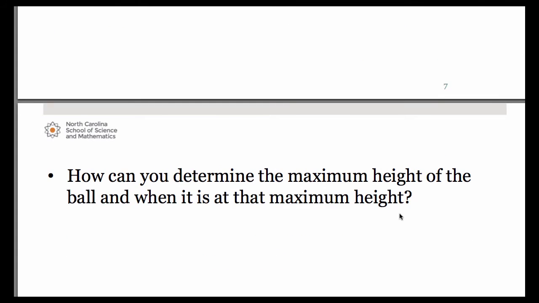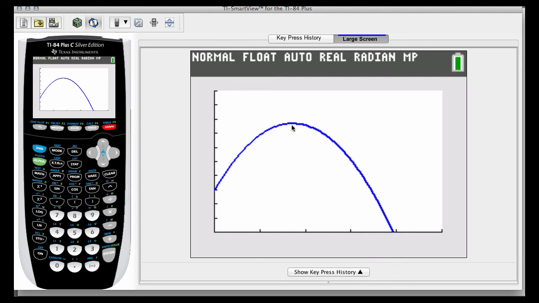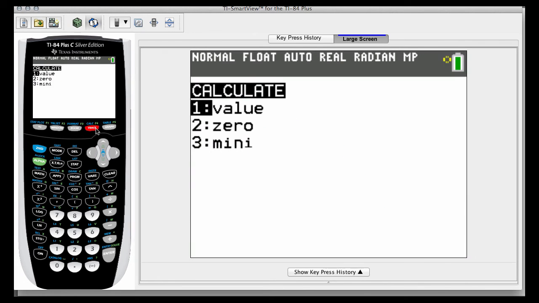So that's one more question to think about. Can we determine the maximum height of the ball and when it is at that maximum height? Well, this is something you might have done in Algebra 2 or Pre-Calculus. Let's go back to the graph. So obviously we can see when it hits the maximum, so we can just go ahead and find that. So let's trace to the top. Right about there. Let's run our maximum program.